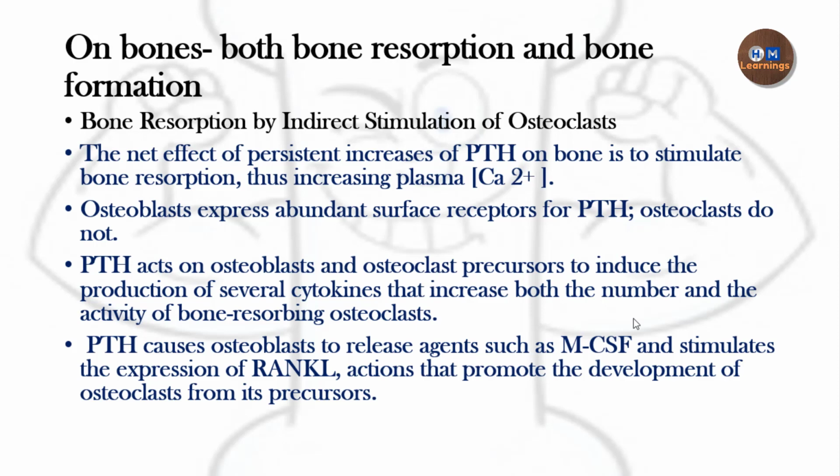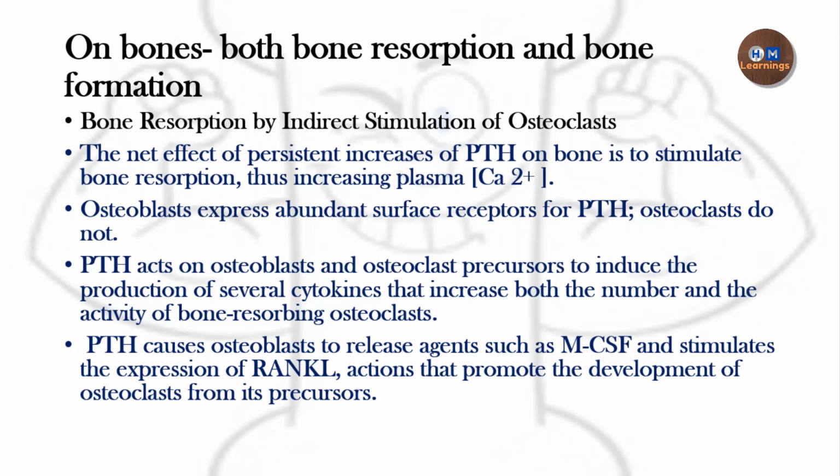First, we talk about bone resorption. So how is the bone resorption taking place by the parathyroid hormone? Bone resorption is basically a function of a cell called an osteoclast. But the problem here is that the osteoclast does not have receptors for the parathyroid hormone. So how will the parathyroid hormone stimulate the osteoclast? There is an indirect stimulation of the osteoclast, and that is done by the osteoblast. Osteoblast has a lot of receptors for the parathyroid hormone. Osteoclast does not. So parathyroid hormone acts on the osteoblast to cause a release of several cytokines, which can trigger the activity of the osteoclast.